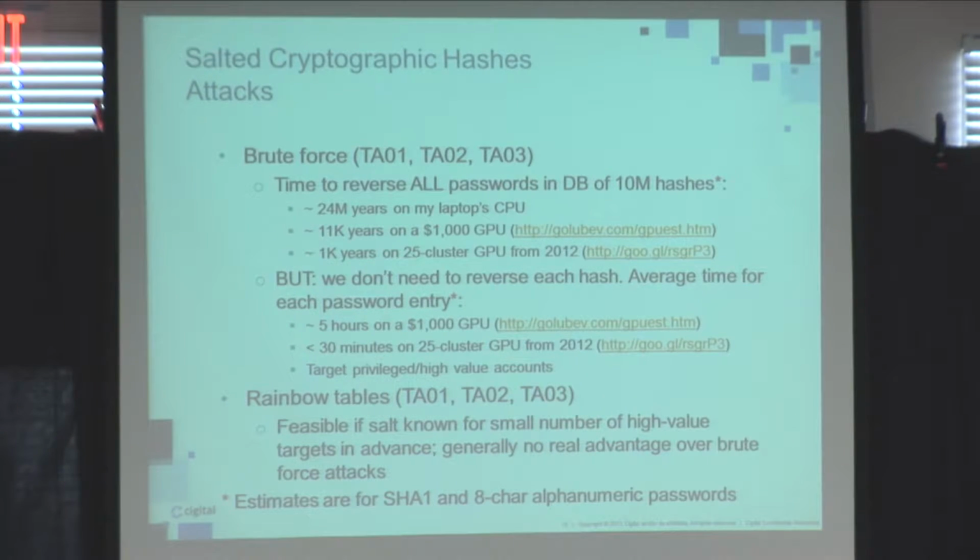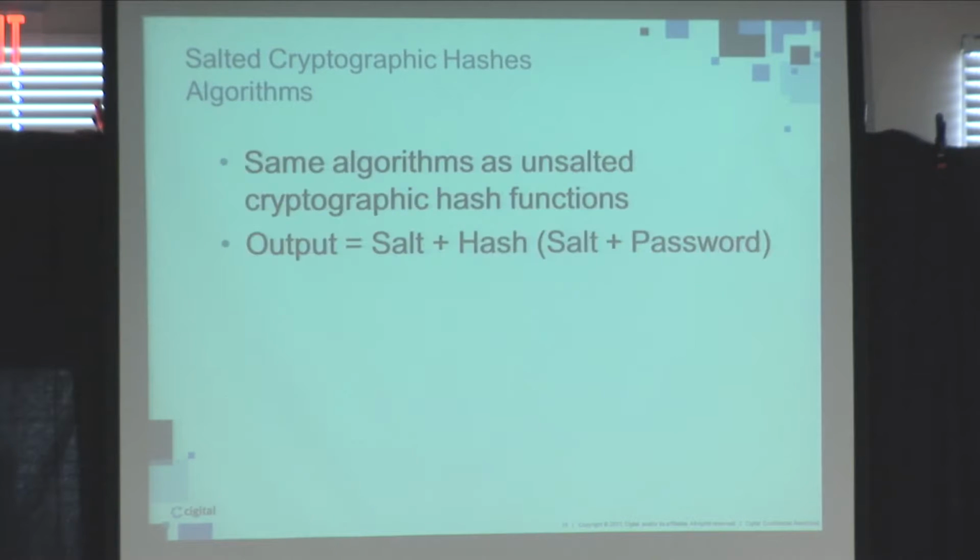Now, rainbow tables, we sometimes hear about rainbow tables for salted hashes. There's really no advantage in this case. It's feasible if the attacker is able to get the salt value for a bunch of high-privileged, high-value targets in advance. So you can compute a rainbow table, so as soon as you get the actual password hash for that system, you can crack it almost instantly. But in general, you can just do a brute force attack pretty fast. So there's no real advantage to rainbow table attacks now. In terms of algorithms, we've got the exact same thing as before. We just add a salt to our hash.